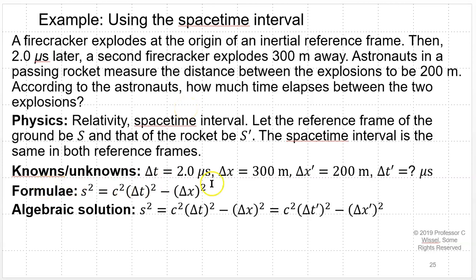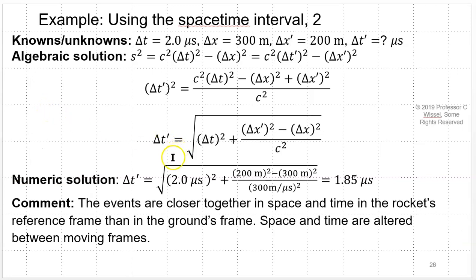Now, knowns and unknowns. Delta t is 2 microseconds, delta x is 300 meters, delta x prime is 200 meters. We need to know delta t prime. The formula is s squared equals c squared delta t squared minus delta x squared. The space-time interval is an invariant. That means it's the same for both the unprimed and the primed intervals, so we can equate them. So s squared equals c squared times delta t squared minus delta x squared. That has to equal c squared delta t prime squared minus delta x prime squared. And we can use this to get a relationship between delta t, delta x, delta t prime, and delta x prime. Okay, so we're going to solve it for delta t prime.